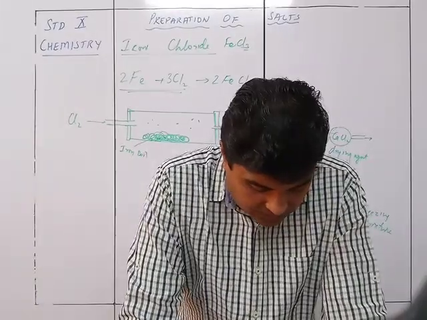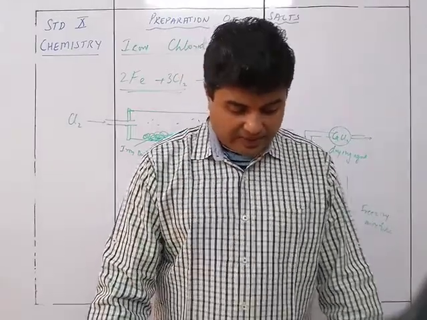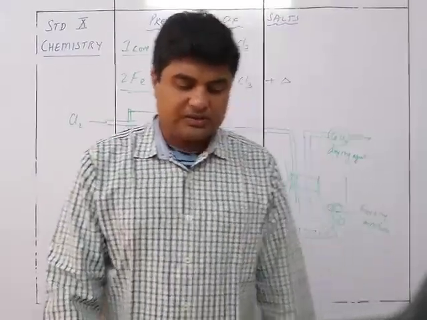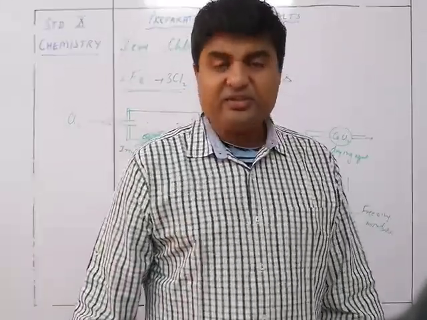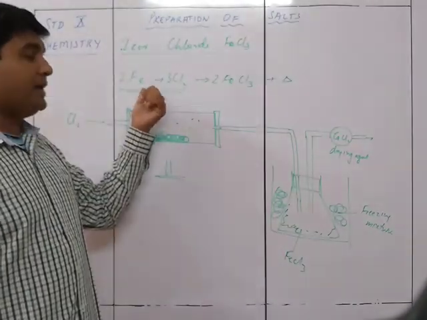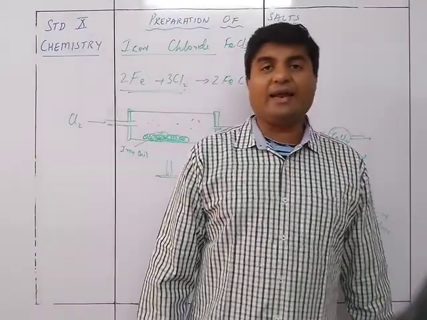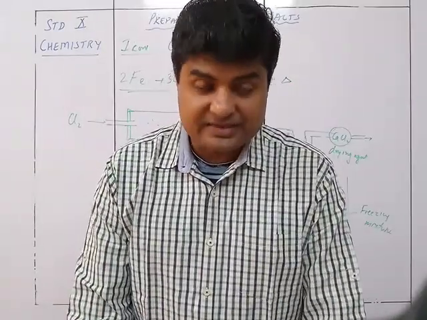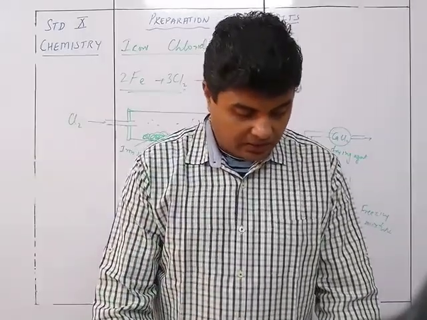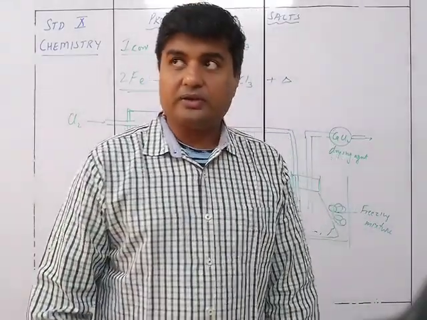FeCl3 is deliquescent, hence it absorbs moisture. It is therefore stored in a closed container. So this is how they prepare FeCl3 using the method of any metal reacting with a gas. So it is a direct combination reaction, or we can say synthesis reaction. So this was about the iron chloride. We now move on to the next part, and that is the lead chloride.